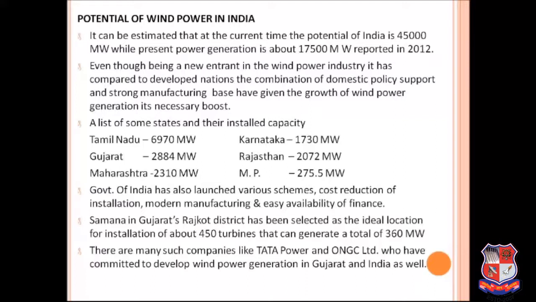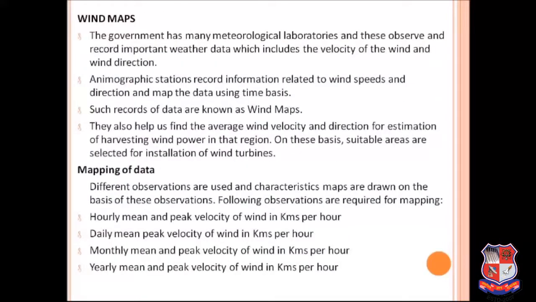Samana in Gujarat's Rajkot district is set to become a major hub of wind power energy in the country as an energy source. It is an ideal location for installation of about 450 turbines, which could generate a total of around 360 megawatts of energy. Tata Power and ONGC Limited are some of those which have committed to develop wind power generation not only in Gujarat but in India as well.